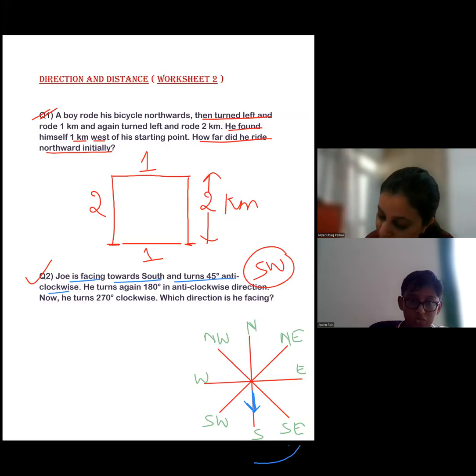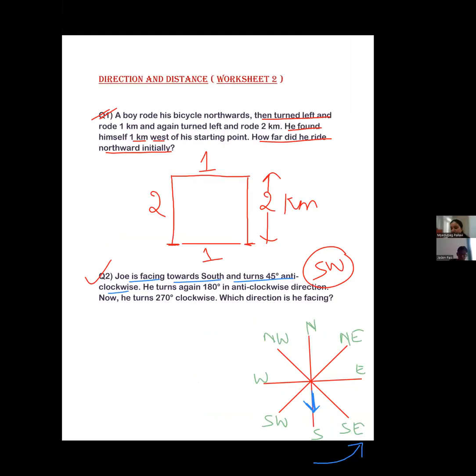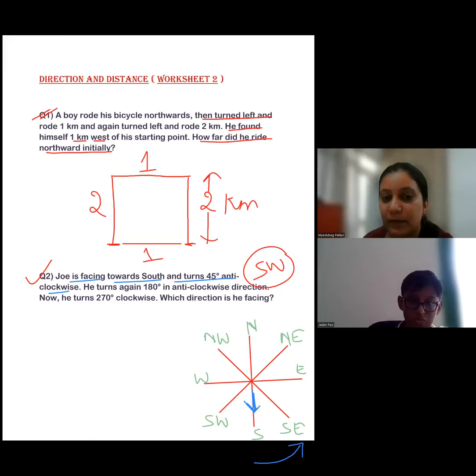Towards this direction, isn't it? Towards the east, anti-clockwise. Am I correct? Yes, ma'am. Then he turns 45 degrees anti-clockwise. That means 45 degrees is this much. That means now he is here. Let's erase this now.